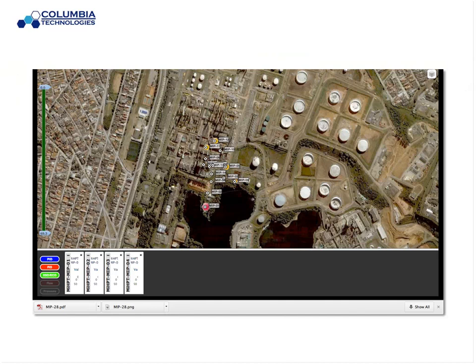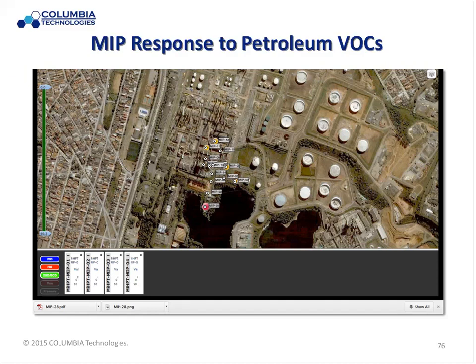Case example, petroleum VOCs. Not sure how easy it is to see this, but let me set the stage. Complex facility, lots of storage, our prerequisite water body that's going on down here. These are shots out of the Smart Data Solutions system.